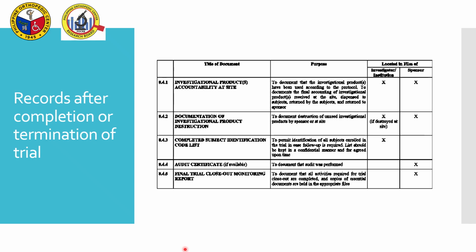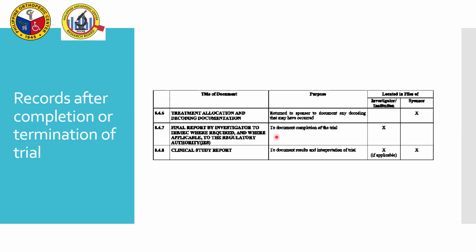For the final trial closeout monitoring report, this is the final stamp on the study. It documents that all activities required for trial closeout have been completed and ensures that copies of all essential documents are held in the appropriate files. And as you can see, this report is maintained by the sponsor.